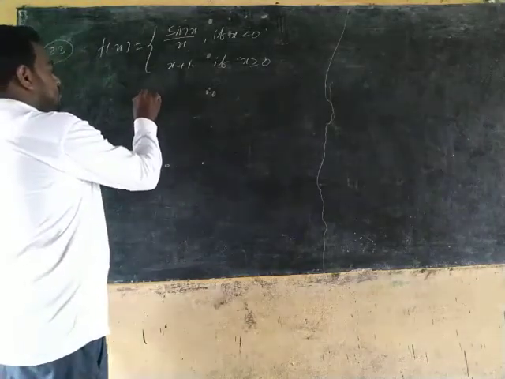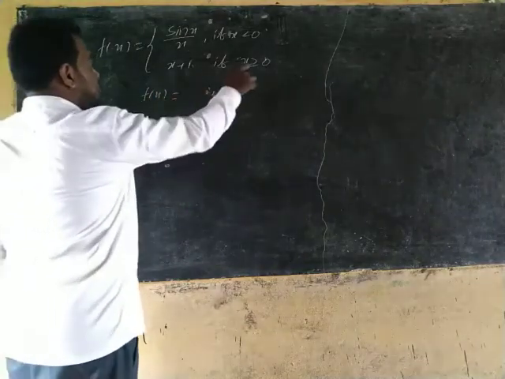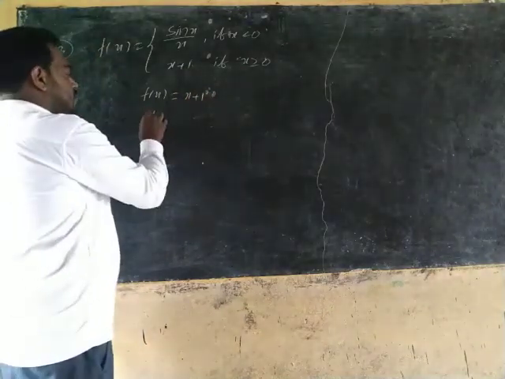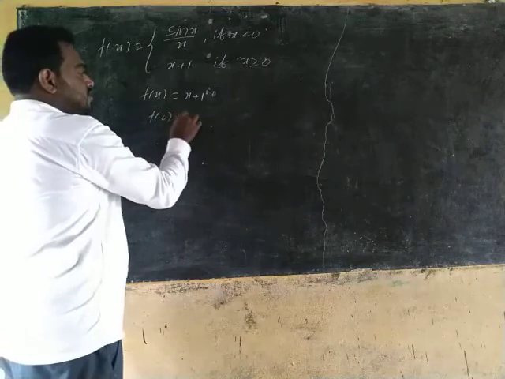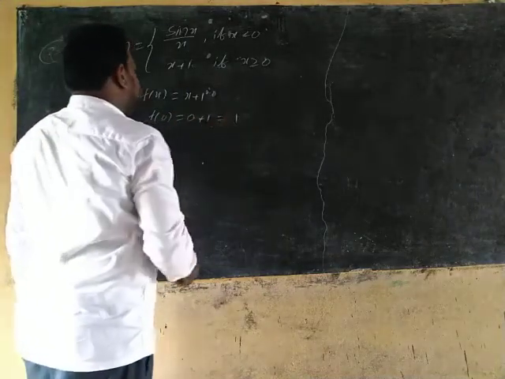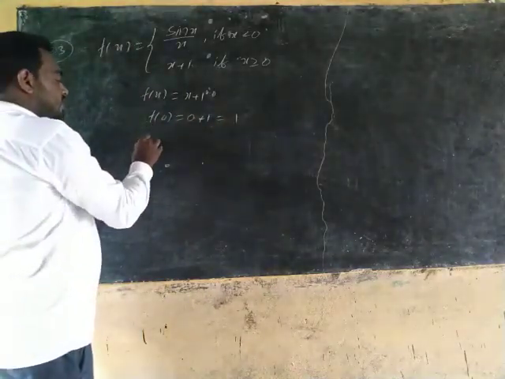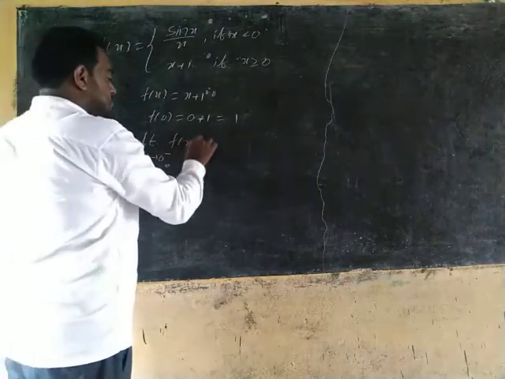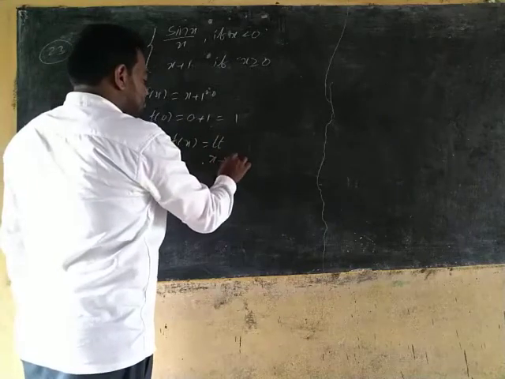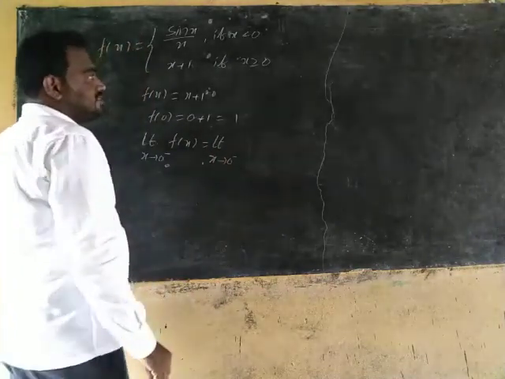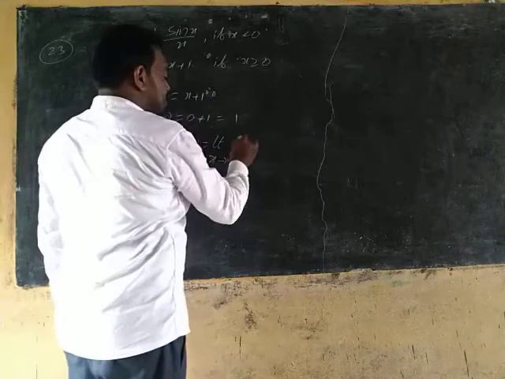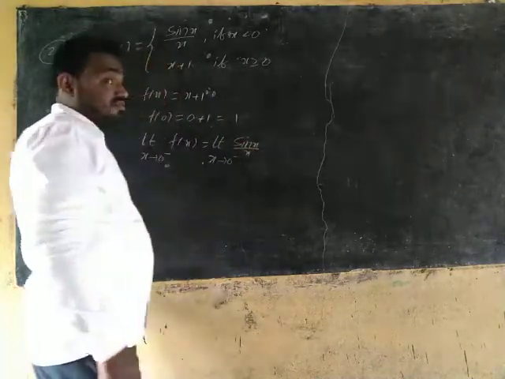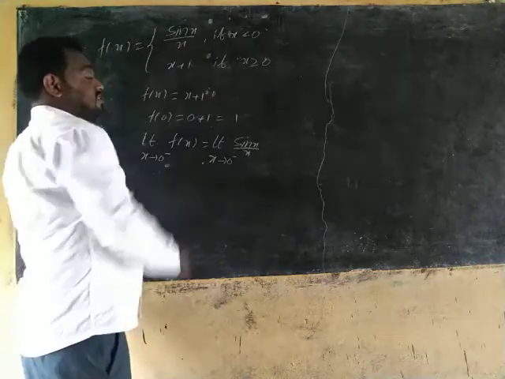Now f of x is equal to what? At x equal to 0, this function is x plus 1. So f of 0 is equal to 0 plus 1, that is 1. Now you find the left hand limit, limit x tends to 0 minus of f of x. That is, x tends to 0 minus means x is less than 0. When x is less than 0, f of x is equal to sin x by x.